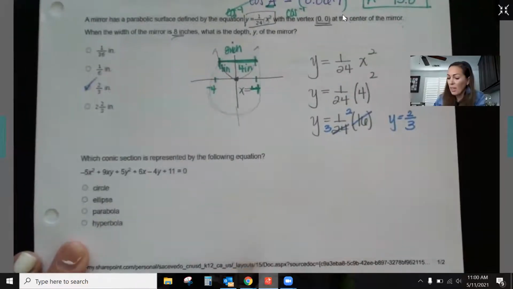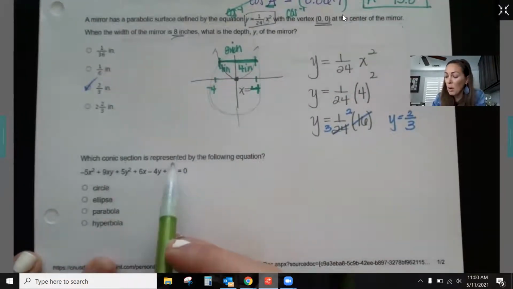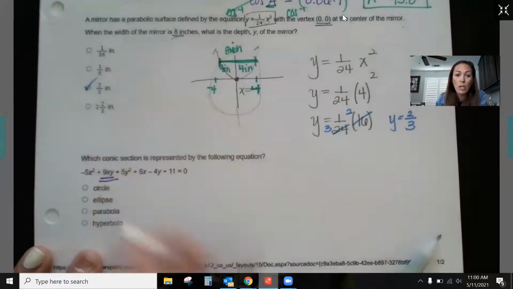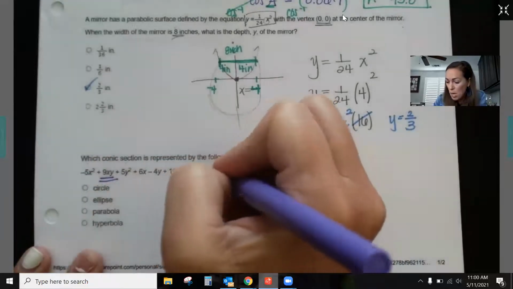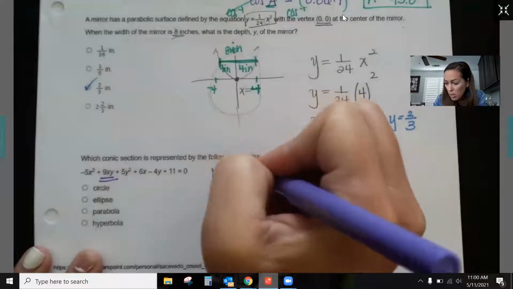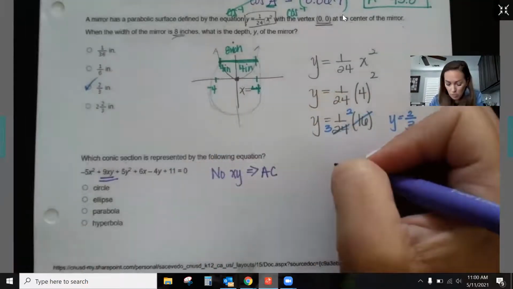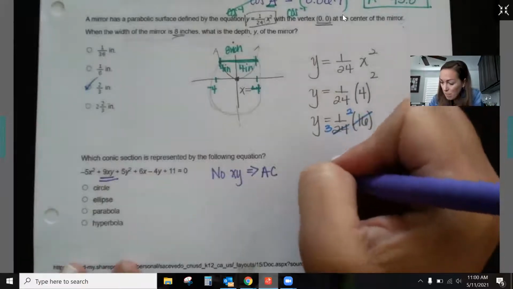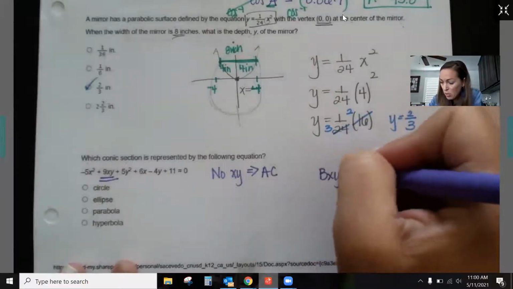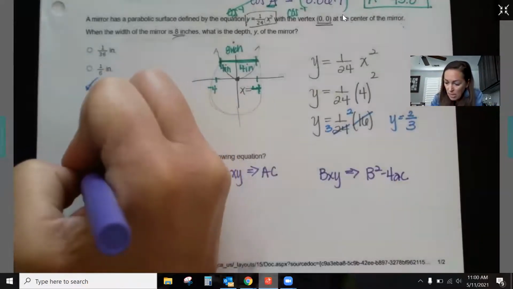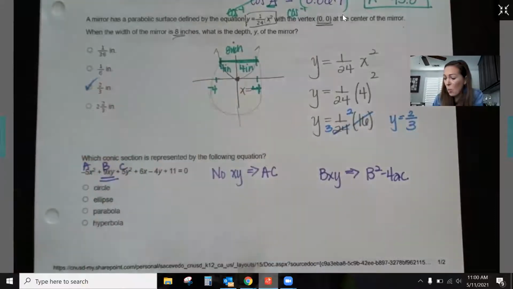My next one, it says, which conic section is represented by the following equation? Okay, so there are 2 different scenarios when determining. There's either when you have an xy term or you do not have an xy term. So if you have no xy term, then you would just need to look at your A and your C. If you have a bxy term, then you're going to use your b squared minus 4ac. So in this case, here's my A, B, and C. We have an xy term, so this is where we're going.